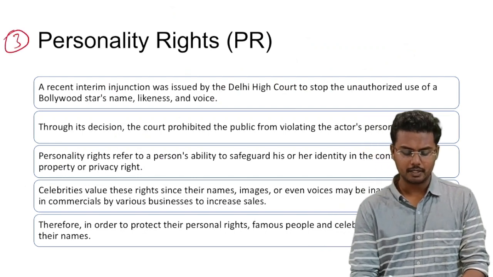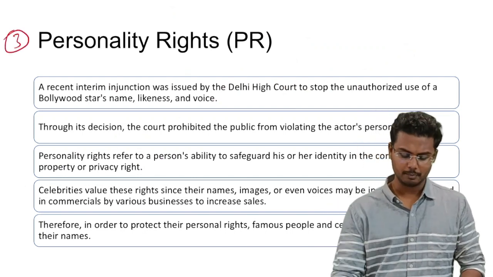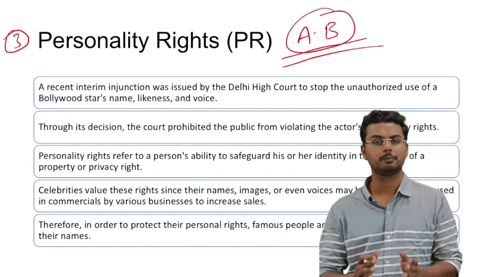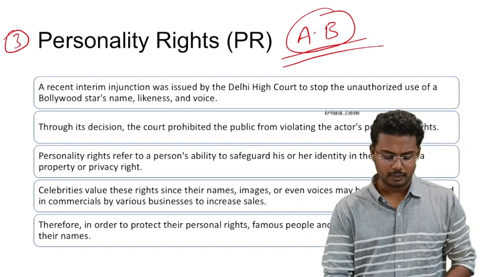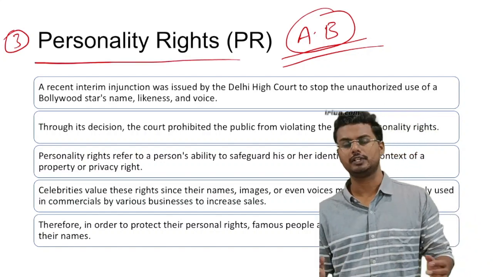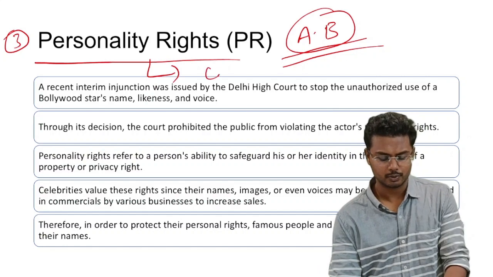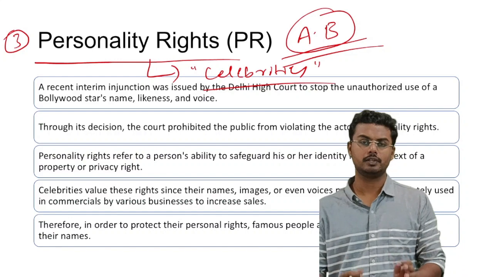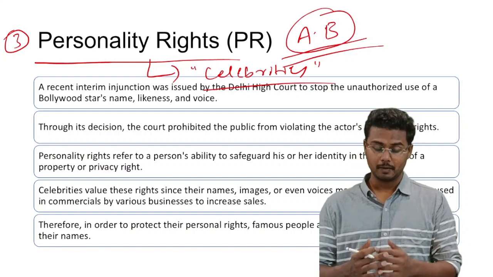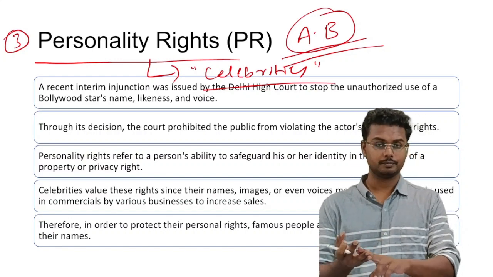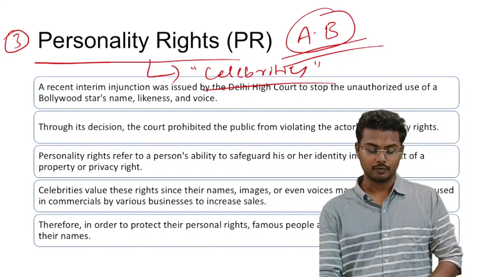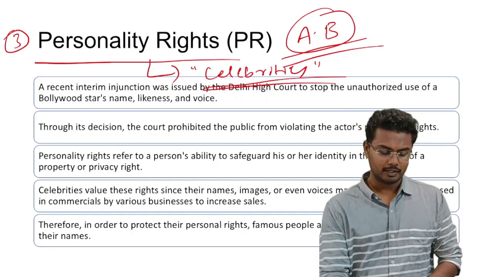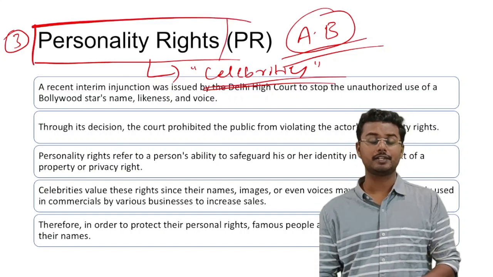Next, personality rights were in the news. Why? Because Big B Amitabh Bachchan had approached the Supreme Court regarding the violation of his personality rights. What are these rights? Usually, these rights are associated with celebrities. These are rights concerning famous celebrities when, without consent, the voice, the face, or even the photographs of these celebrities are misused by various ad agencies. Then it leads to the violation of personality rights of those celebrities.